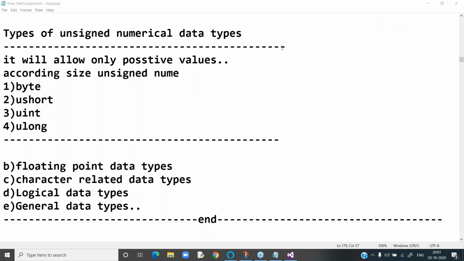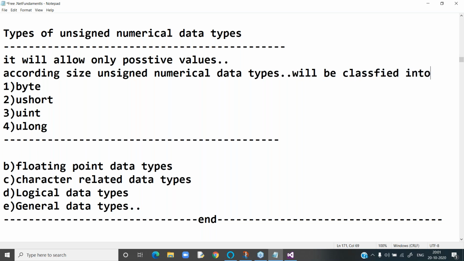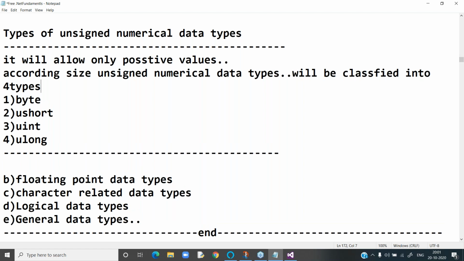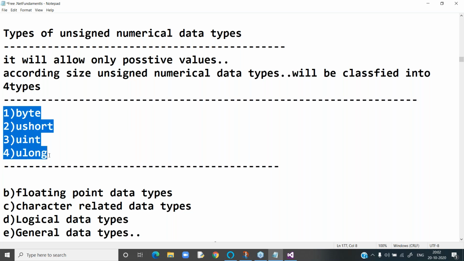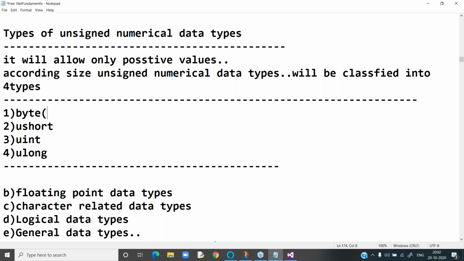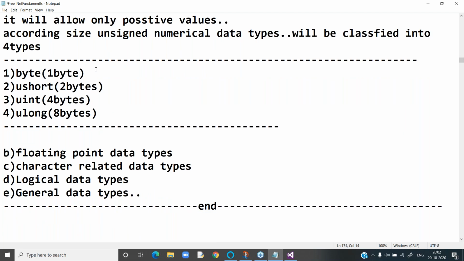According to size, unsigned numerical data types are classified into 4 types. Number 1, byte. Number 2, ushort, then uint, then ulong. Coming to byte, 1 byte. Remember, 2 bytes. Next, 4 bytes. Next, 8 bytes. Are you clear? Now come back to our discussion here.